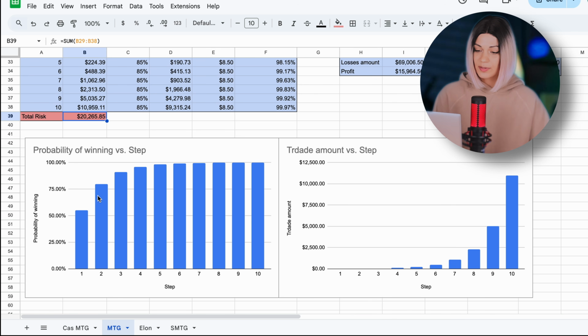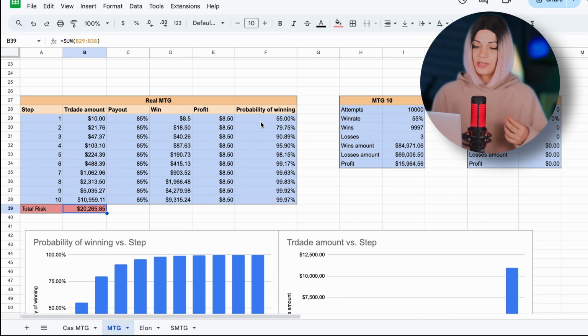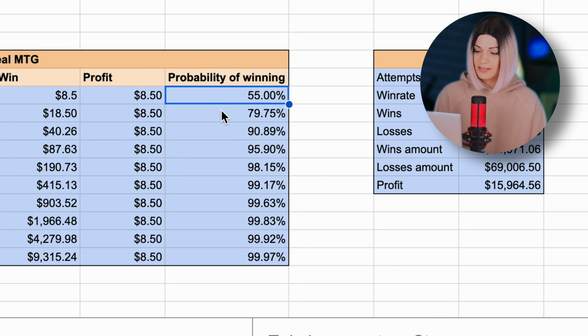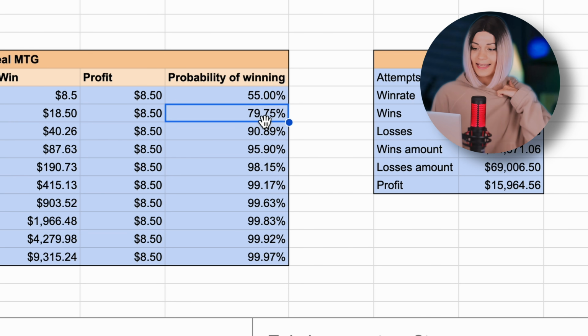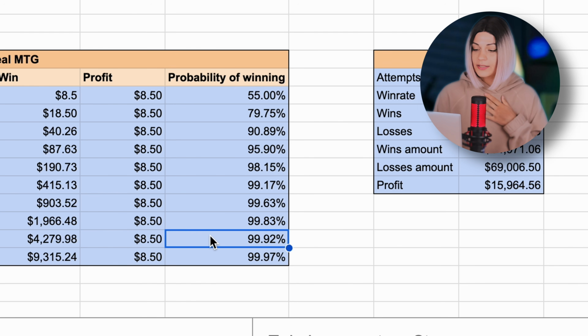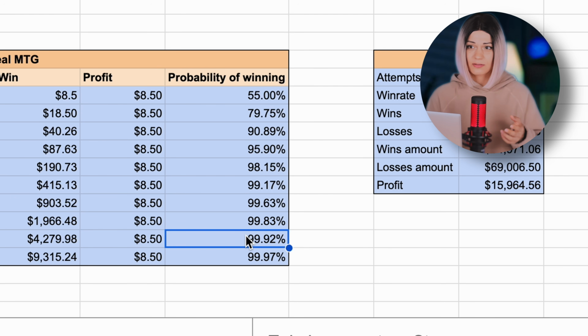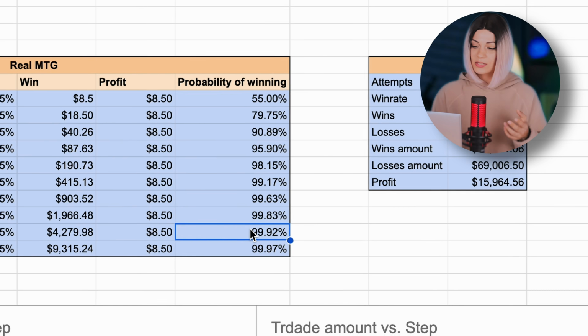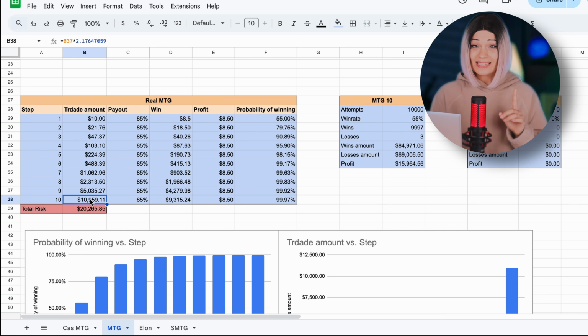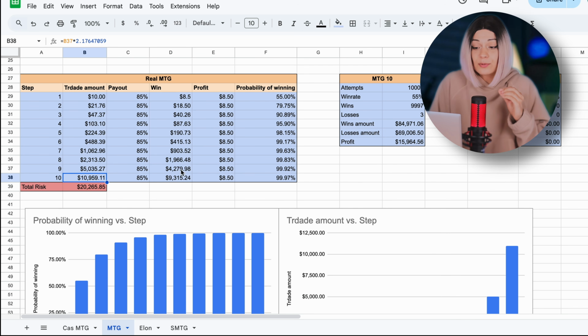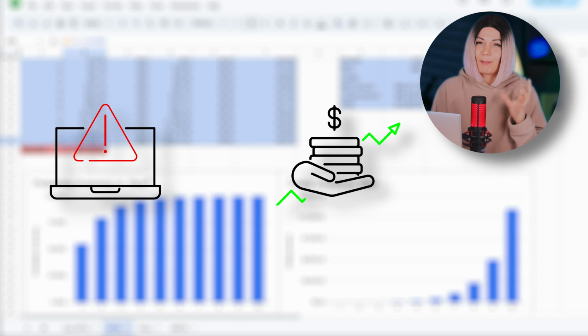But if you look at the probability of winning, the main growth of your probability happens at the beginning. So if the first one is 55%, second deal 79%, there is a huge difference, right? But globally, between step number 9 and 10, the difference in probability is just 0.05%. So it's not that much, right? But the amount of money is changing drastically. $5,000, crazy. So there is probably an optimal point where the risk-profit ratio is at least balanced.